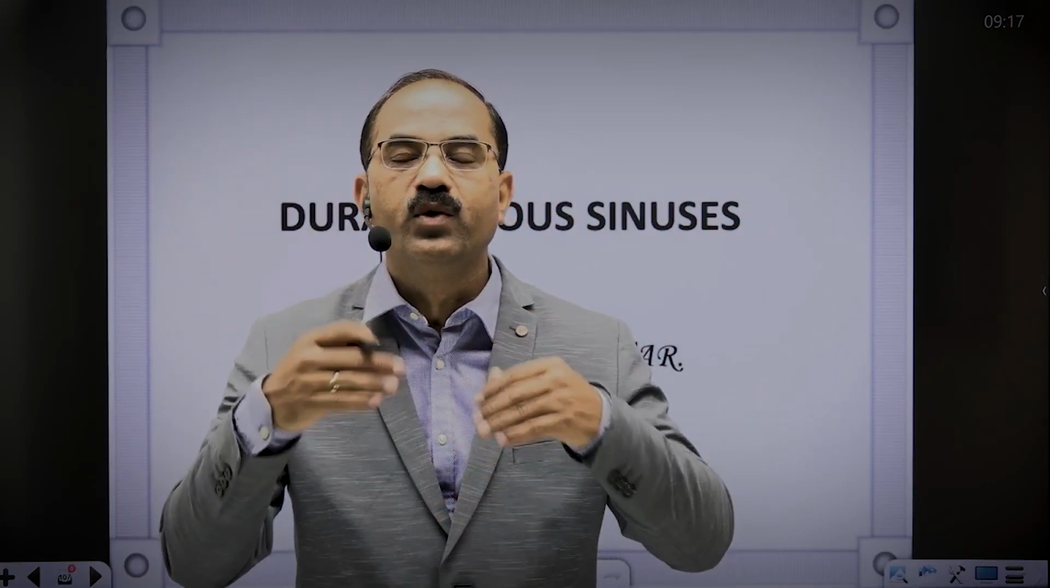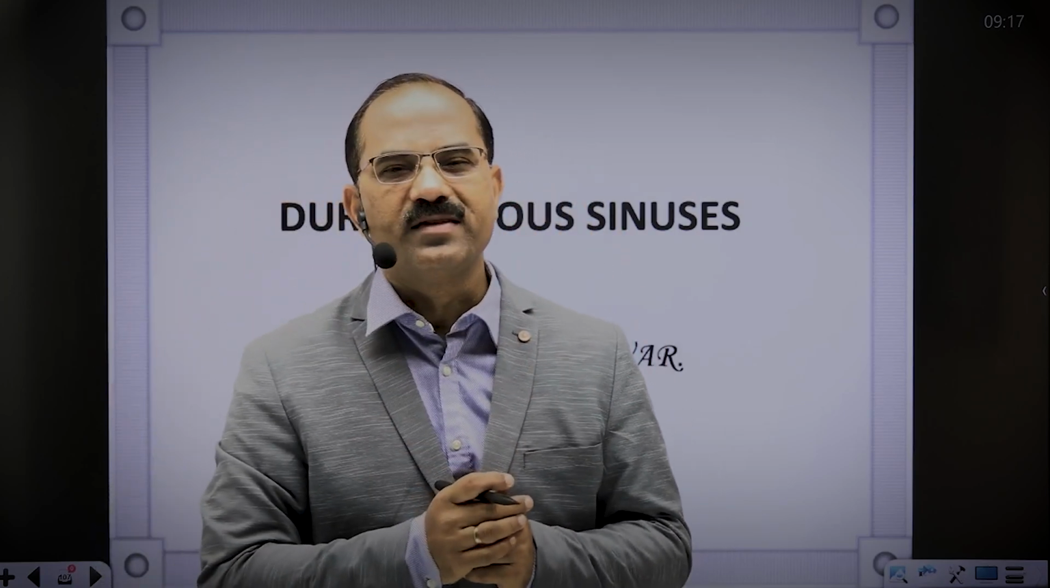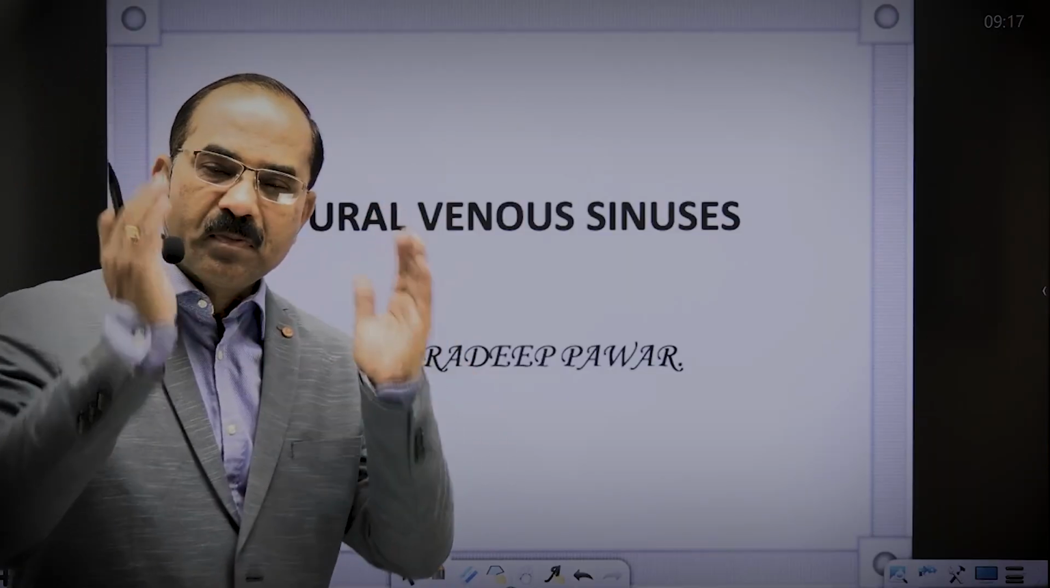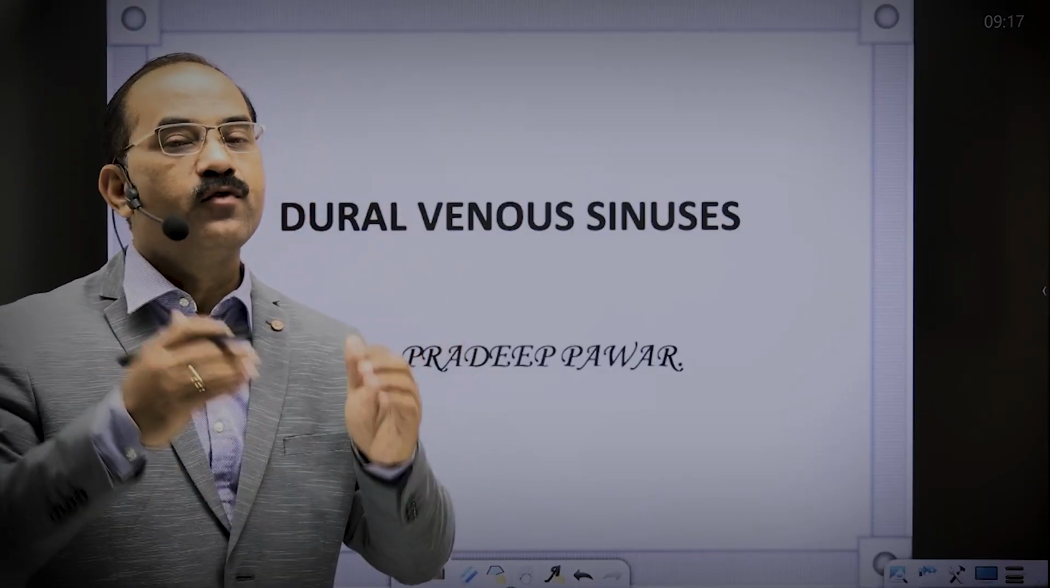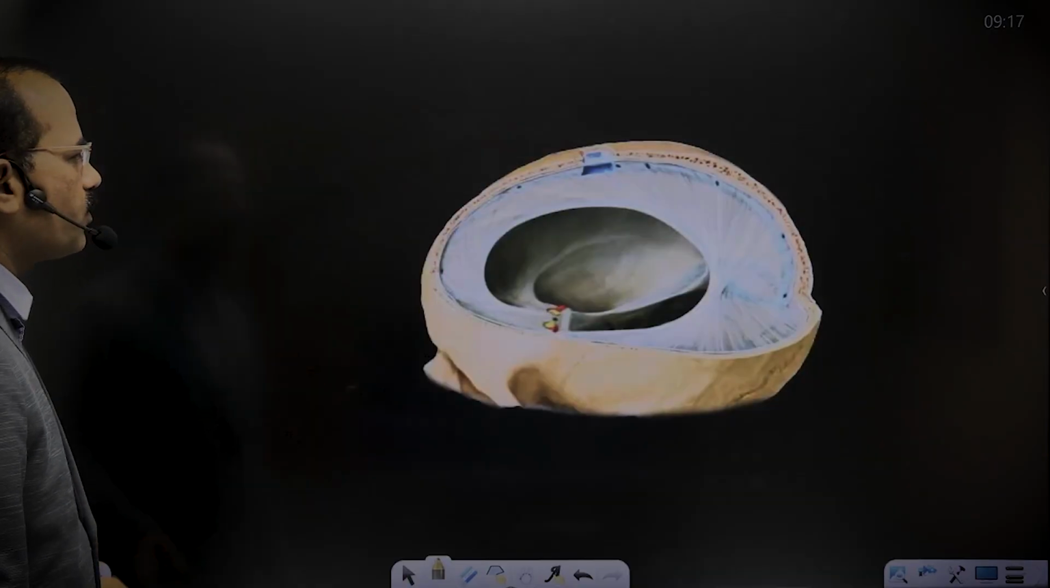So all the sinuses located within the skull, within the dura mater, are therefore known as the dural venous sinuses. Okay. So the topic is dural venous sinuses. These are spaces within the dura mater filled with venous blood. So the dural venous sinuses. Have a look at this topic.